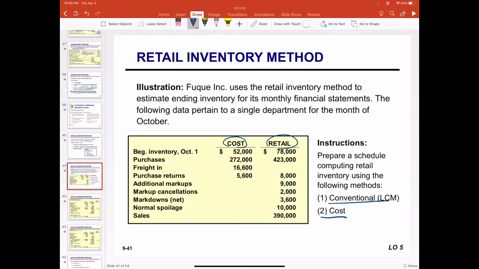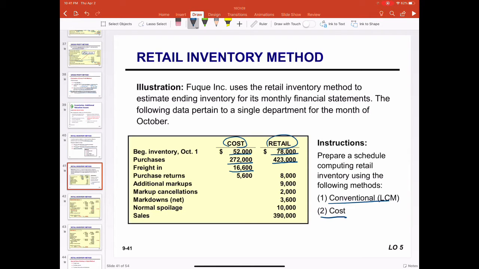For example, the beginning inventory, the cost is 52,000. If the company sells this inventory, it can get 78,000 in sales revenue. In this month, this firm purchases, that's the cost. The retail value of the goods is 423,000. The freight in is not the goods, so it is just an additional cost for the purchase. So we do not have information about the retail.